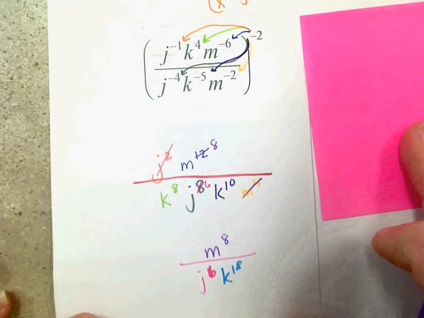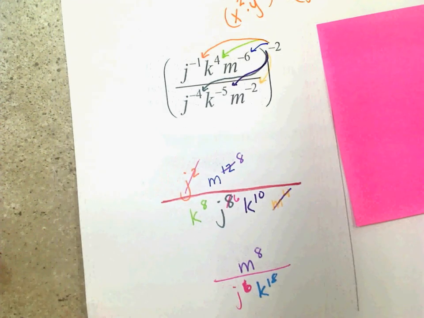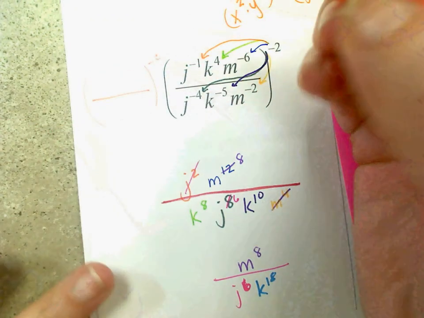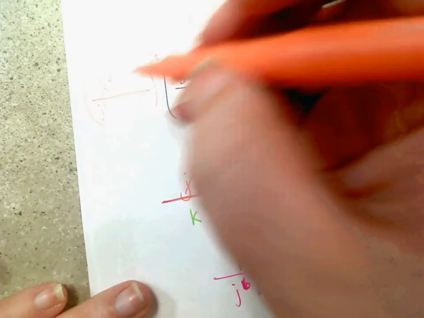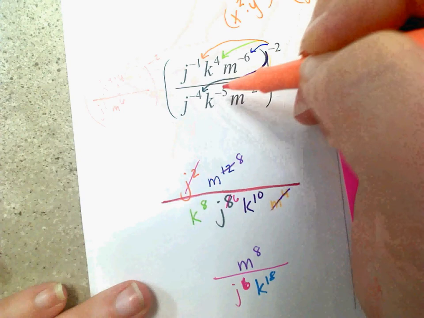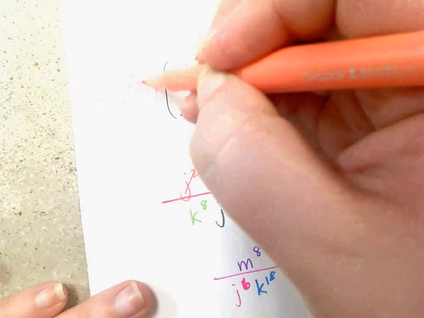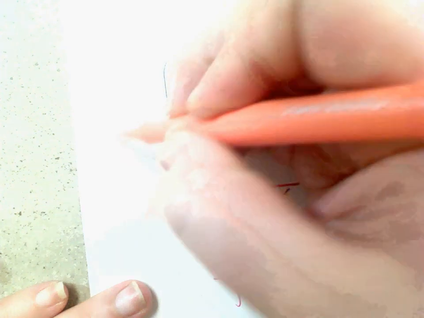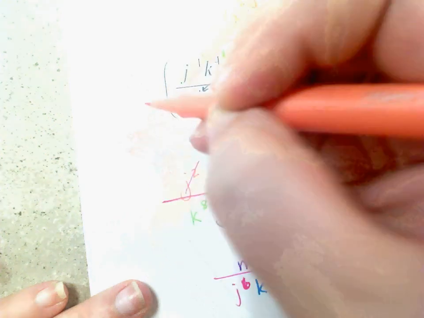You could have simplified in the interior first and just said j to the 1st belongs in the denominator, k to the fourth stays, m to the negative 6 belongs in the denominator, j to the negative fourth needs to go up to the numerator, k to the negative fifth is in the denominator with a negative power, so it belongs in the numerator, and m to the negative second needs to go to the numerator as m squared. And then simplified, k to the ninth, j to the third, and m to the fourth, and then raise it to the negative 2.